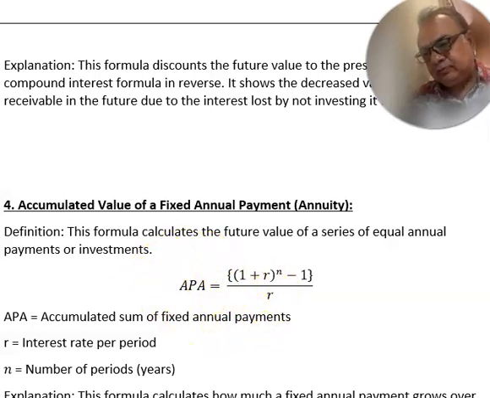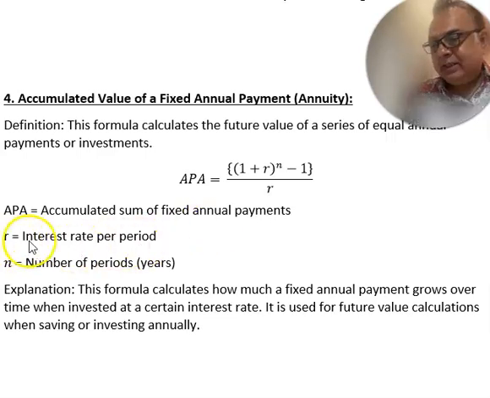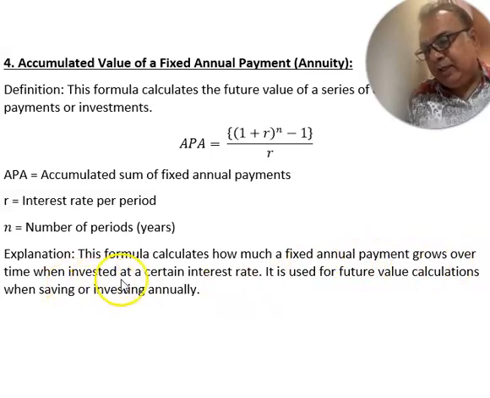With this formula. APA is equal to bracket, one more bracket, 1 plus R, bracket power N, minus 1, divided by R. Here APA is the accumulated sum of fixed annual payments. R is the interest rate per period. N is the number of periods. This formula calculates how much a fixed annual payment grows over time when invested at a certain interest rate. It is used for future value calculation when saving or investing annually.